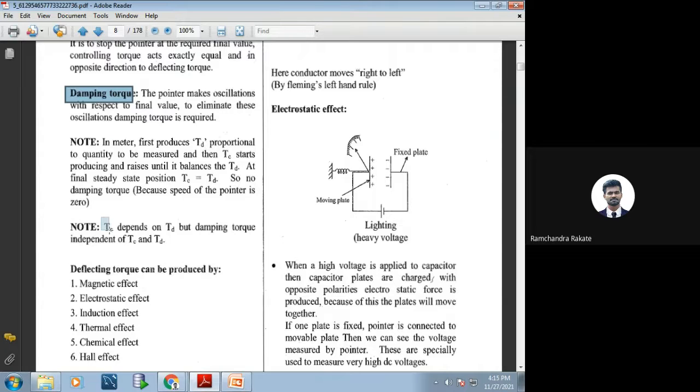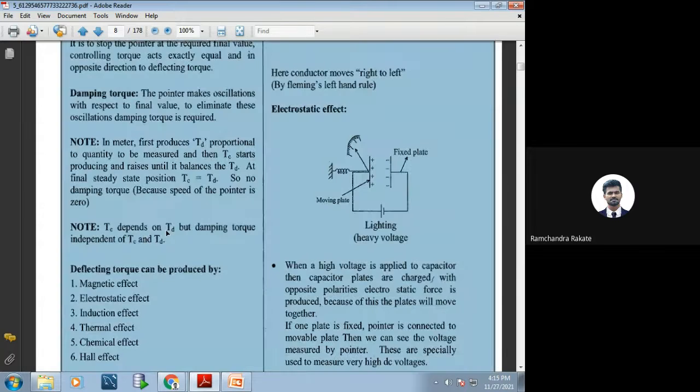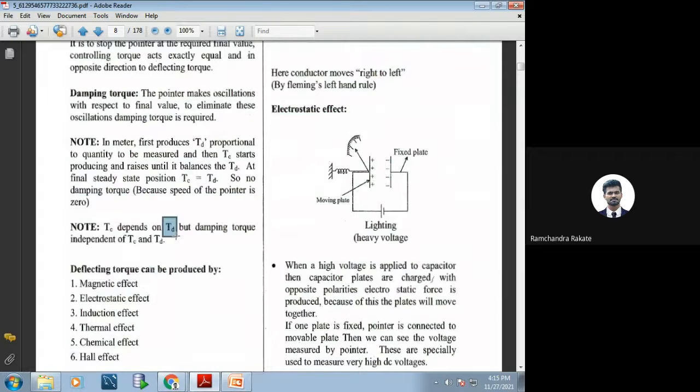So what is the key note from the GATE point of view? Your controlling torque depends on TD, as we are saying your controlling torque is equal and opposite to the deflecting torque, but your damping torque is independent of controlling and deflecting. I slightly differ: TD is nothing but deflecting, TC is nothing but controlling, and TD is nothing but damping. Your deflecting torque is totally independent of TC and TD, that is controlling and damping.